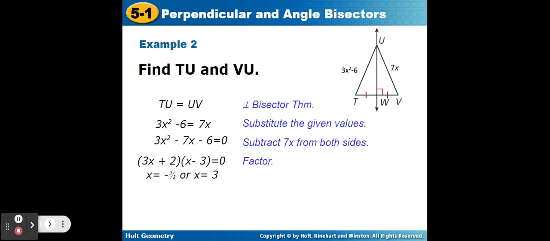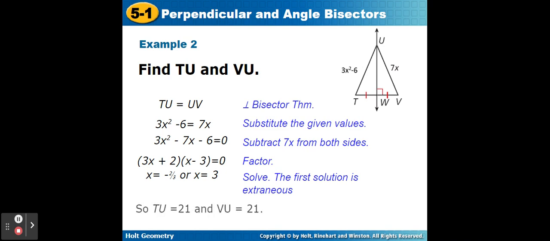and you'll notice that I get x equals -2/3. Well, -2/3 is not going to work out here. I do want to see that you've solved and you've listed both answers, but be sure to tell me that the first solution is extraneous. It's going to produce a negative value for UV, quite obvious. We need a positive value there. TU is 21 and VU is also 21.